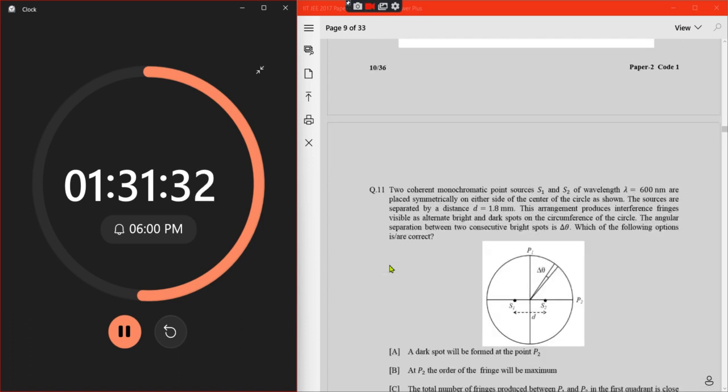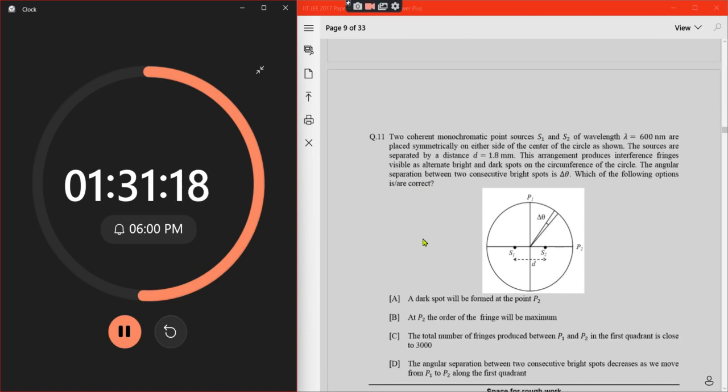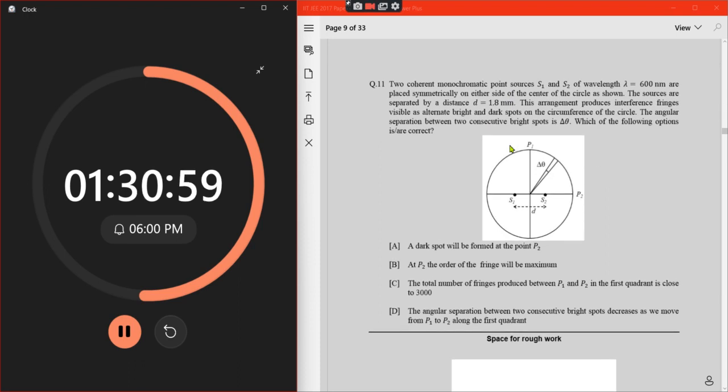11th. Two coherent monochromatic point sources S1, S2 of wavelength lambda equal to 6 times 10 power negative 7 are placed symmetrically on either side of the center of the circle as shown. The sources are separated by distance d equal to 18 times 10 power negative 4. This arrangement produces interference fringes visible as alternate bright and dark spots. The angular separation between two consecutive bright spots is delta theta. So which of the following options is not correct?